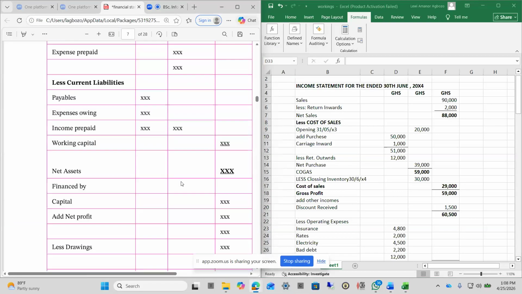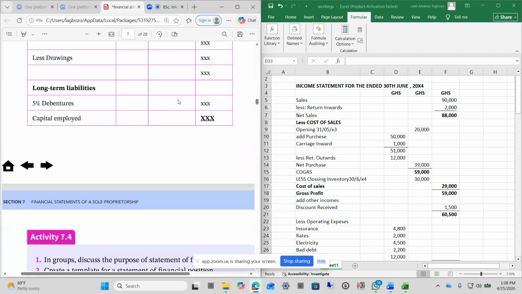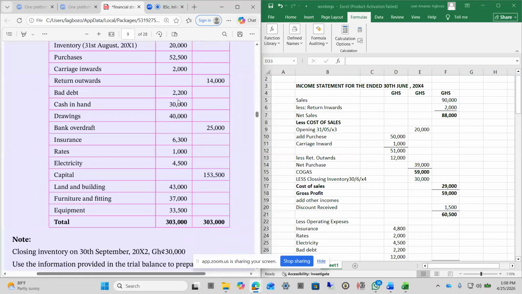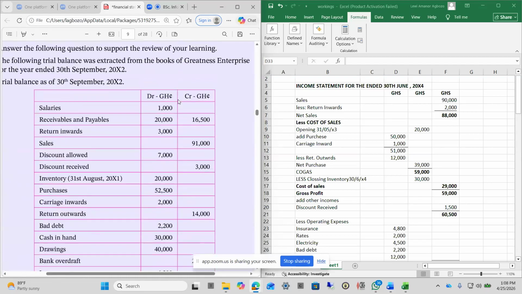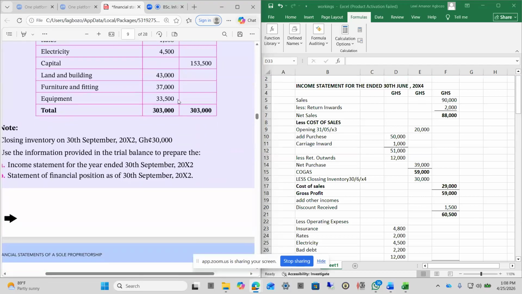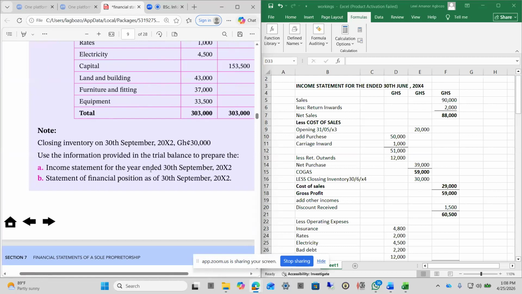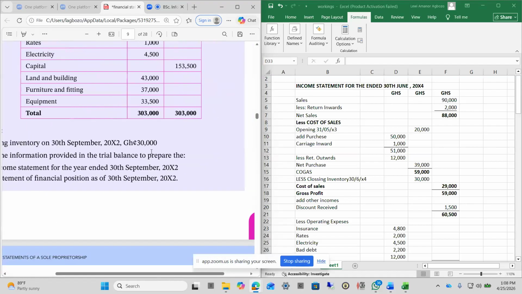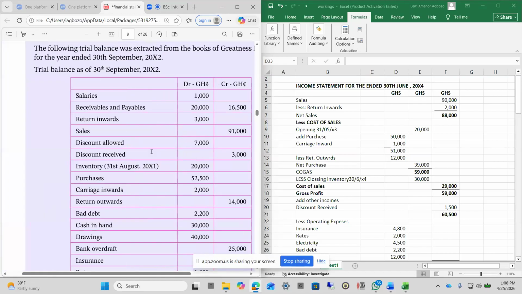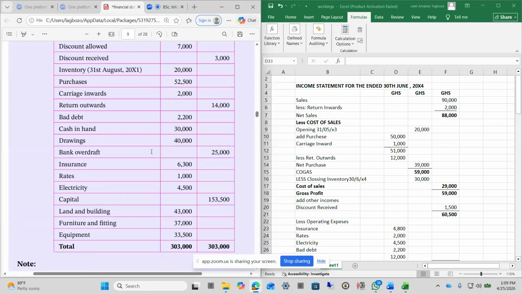So go through this document I've shared with you. Go through it, and then when we meet, there are things inside we can use. For instance, this question. We can use this question to do the two. You see, they have asked for both. They say, given this, prepare the income statement for the year ended this, and then prepare the statement of financial position. So you can try your hand on it, and see whether you can. Yes, sir.